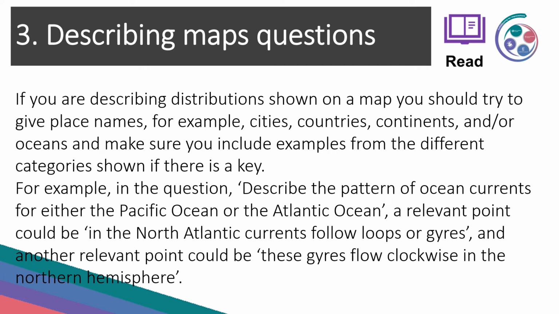Number 3 is describing map questions. So if you're describing distributions shown on a map, you should try to give place names, for example, cities, countries, continents, and or oceans, and make sure you include examples from different categories if there's a key.